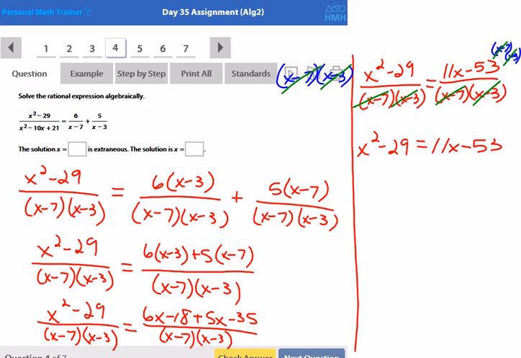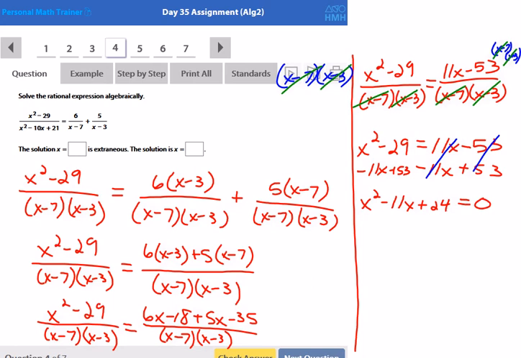Because it's quadratic, I have to put all the terms on one side. So minus 11x plus 53, plus 53. These all cancel out. So I have x squared minus 11x. Negative 29 plus 53 is plus 24.